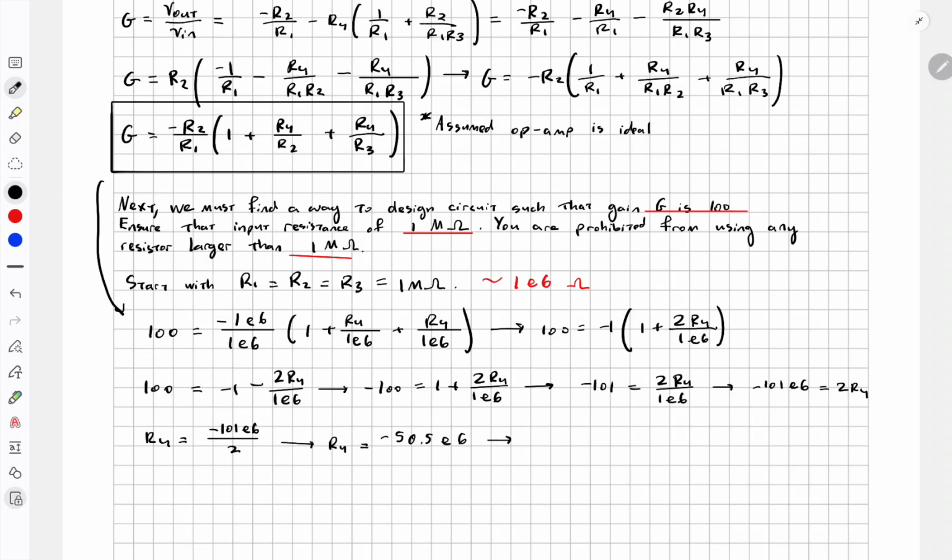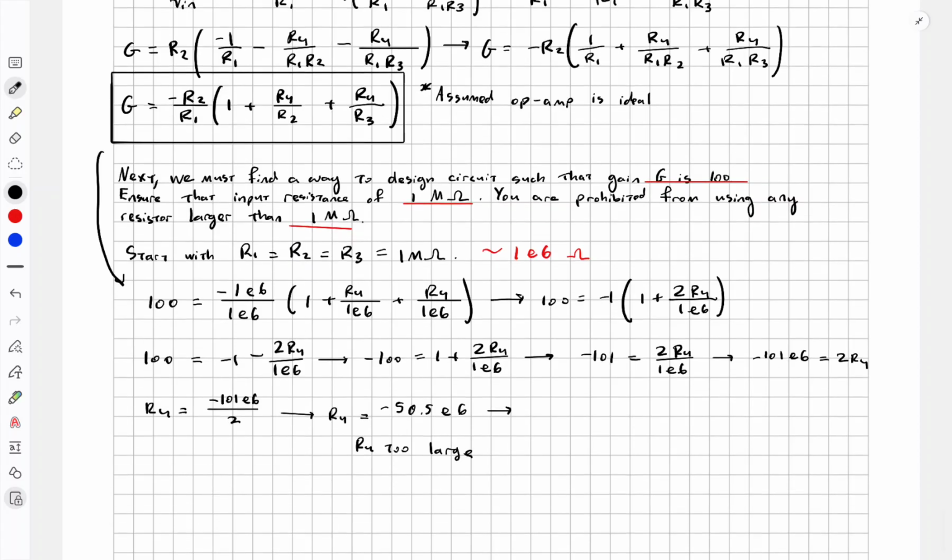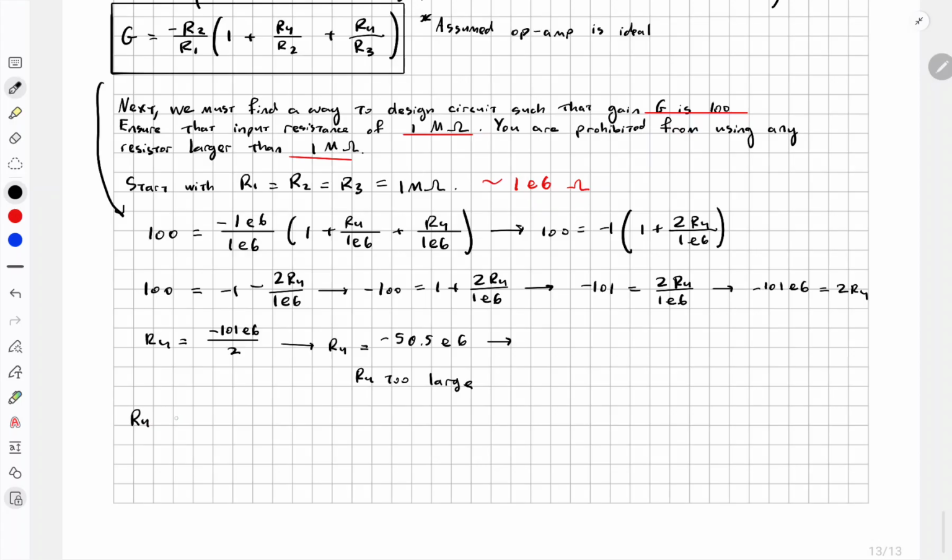But this is really big. This is too large, because the maximum resistor size is 1 mega ohm. This is 50, so this is too much. So we need to now reduce R4. But now we know that R4 is going to be the biggest resistor of all. So R4 has now become our limiting resistor. If we know R4 is the largest one, we just set R4 equal to 1 mega ohm.